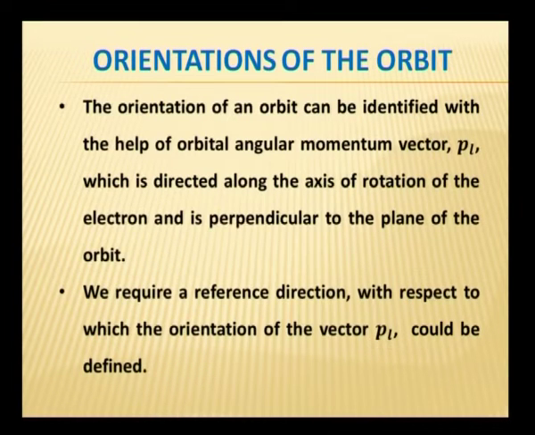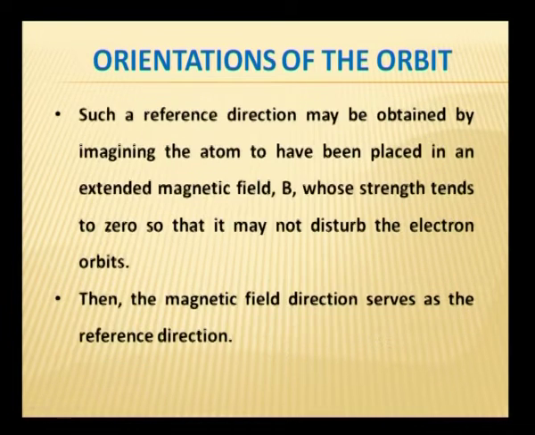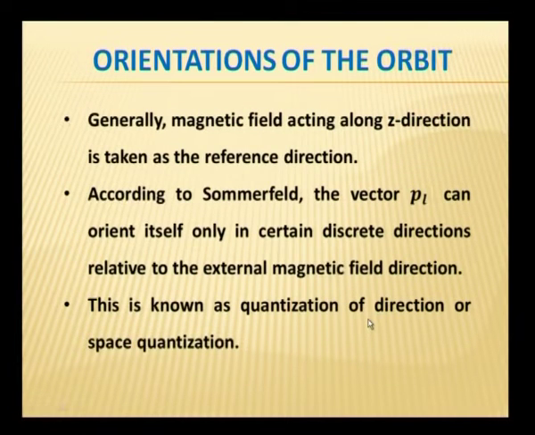Okay. Why do you apply the magnetic field? You apply the magnetic field because you need a direction. So, we require a reference direction with respect to which the orientations can be defined. Such a reference direction may be obtained by imagining the atom to be under the application of an external magnetic field B, whose strength is made to become almost 0. It will not disturb the electron orbits, it is almost 0. Then the magnetic field direction serves as a reference direction, right. Generally, the magnetic field acting along z direction is taken as the reference direction.